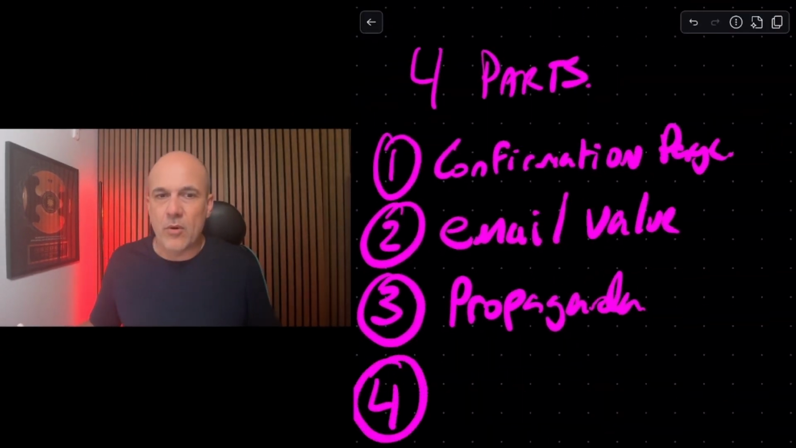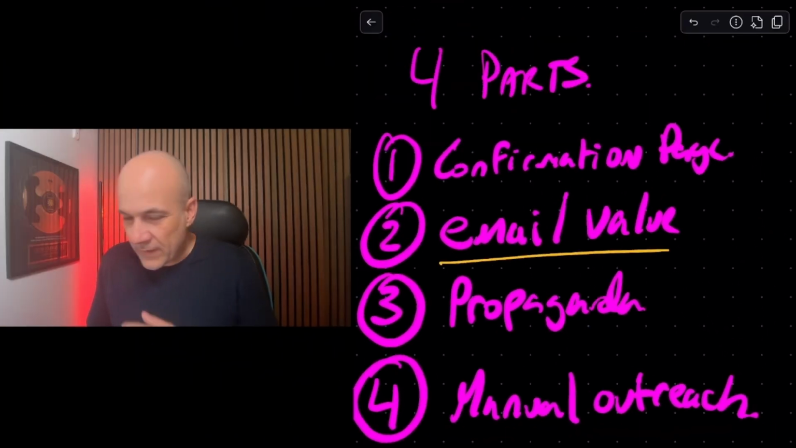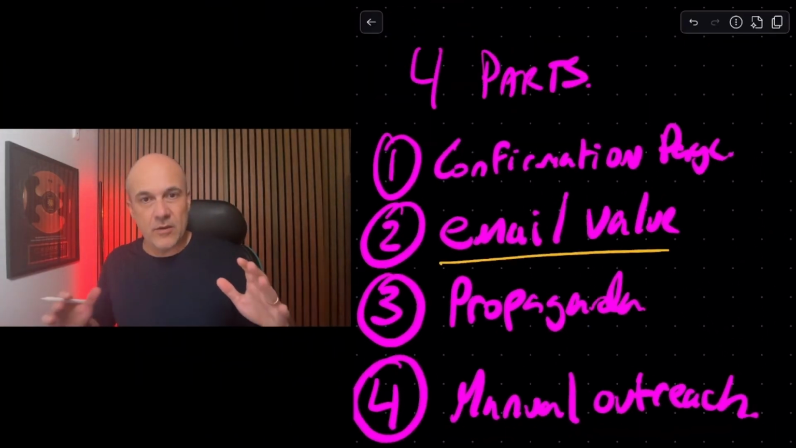And the final thing, and this is super important, the salesperson that's going to be on the call is going to do manual outreach. Now, in our email value, it's all right for it to be generic.